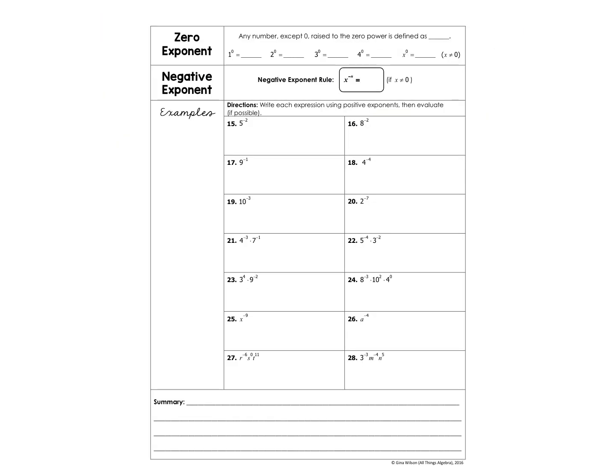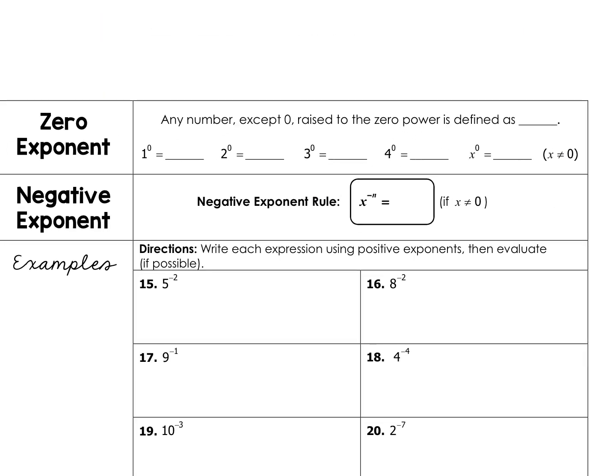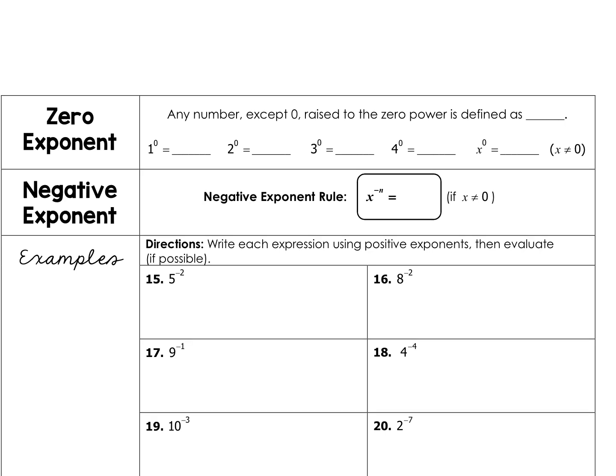So kind of moving on, another important thing to know is the idea of a zero exponent. With a zero exponent, on any number except 0, the value is always going to be 1. So if we have 1 to the 0 power, it's 1. If you have 2 to the 0 power, it's 1. 3 to the 0 power, 1. 4 to the 0, and then x to the 0, as long as x is not actually equal to 0.